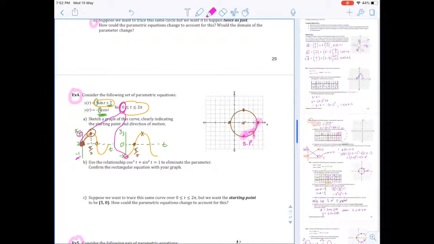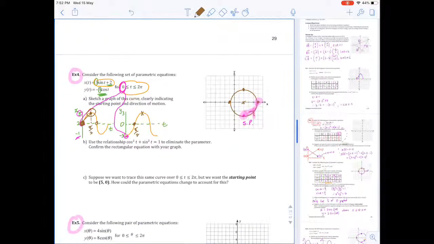Okay, though that is the really big idea in this example, and the idea I've just highlighted is going to be identical when we then deal with an ellipse. Okay, let's just deal relatively quickly with the other stuff. And so we are eliminating the parameter by using our Pythagorean identity.